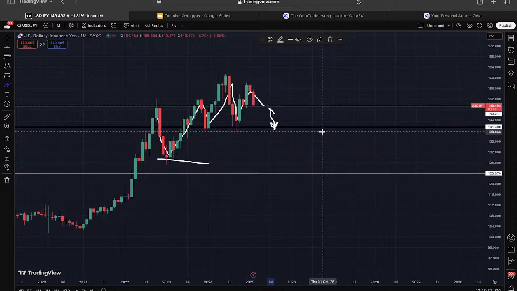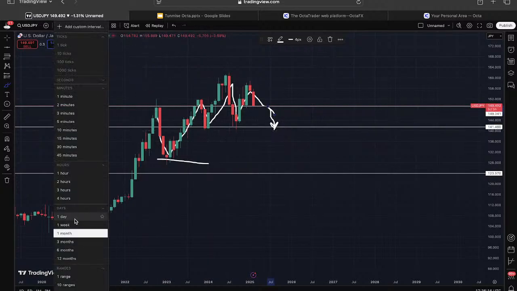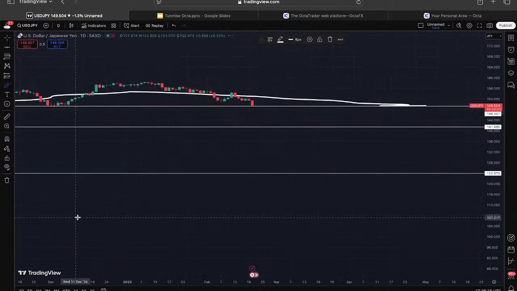So on USDJPY, we are bearish, as we anticipate the continuous fall in price. Okay, and let's go down to the daily time frame.